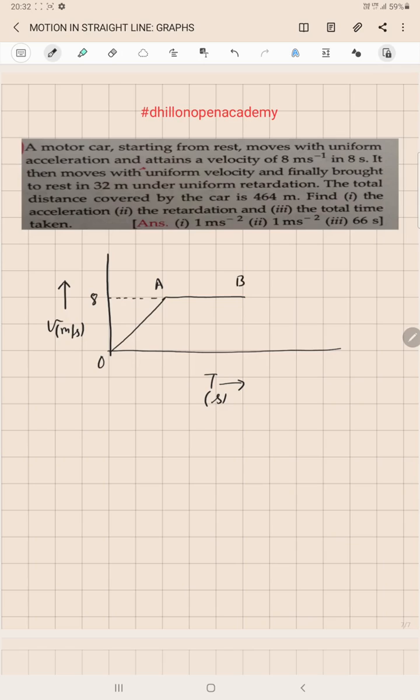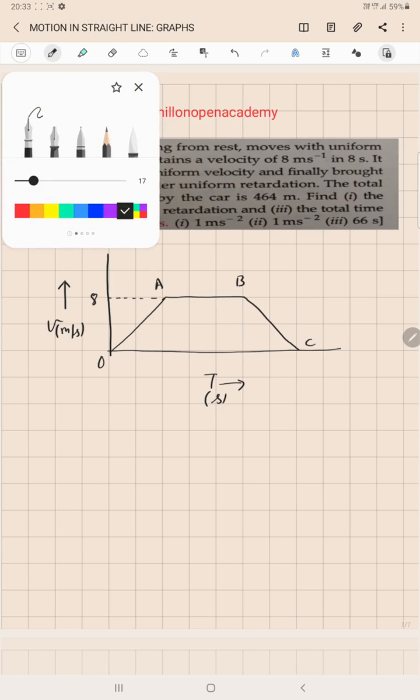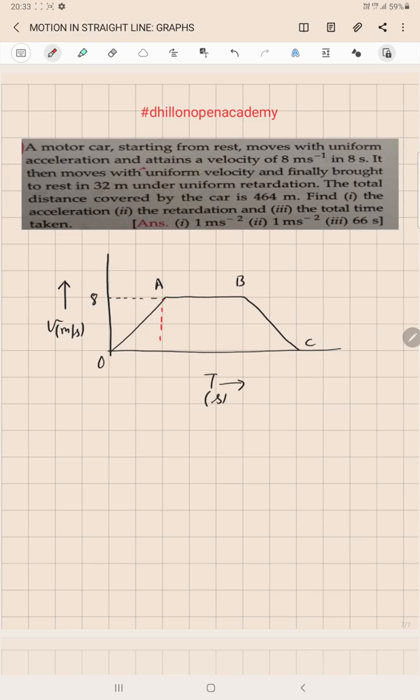So speed is constant, velocity is constant from A to B, and then it is brought to rest under uniform retardation, means graph with negative slope. So this is our graph. If we draw perpendicular from point A and B, this is time t1, this is time t2. Let this be point D, this is point E.